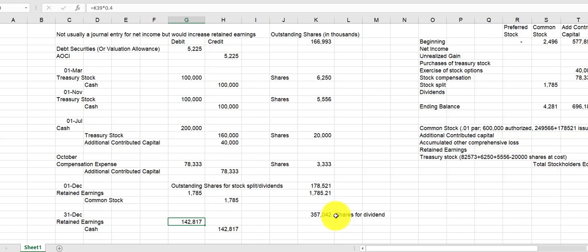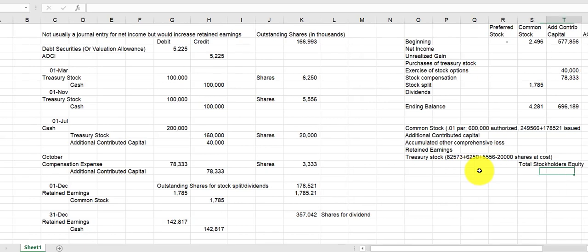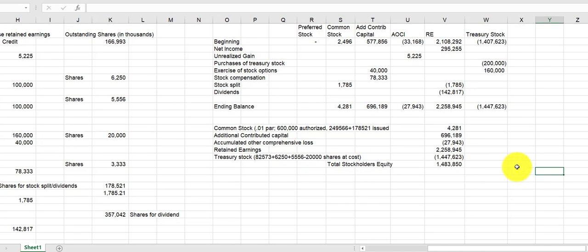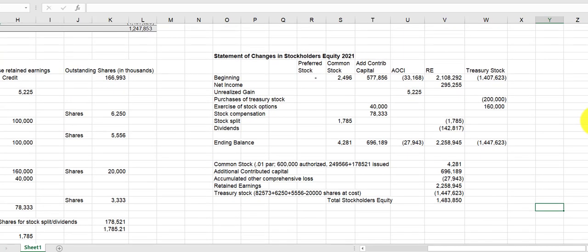We're just going to simply take those number of shares times the 40 cents and get 142,817. So that's going to make our statement of changes in stockholders' equity for 2021 look kind of like this. So preferred stock with zeros, not going to spend a lot of time on that.